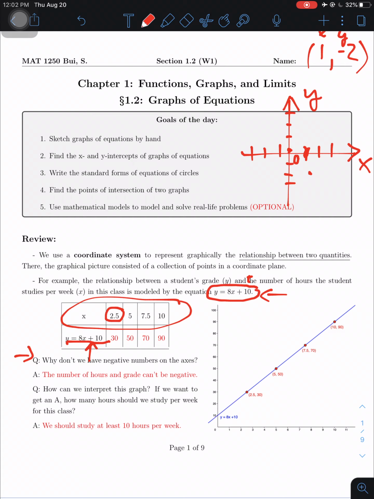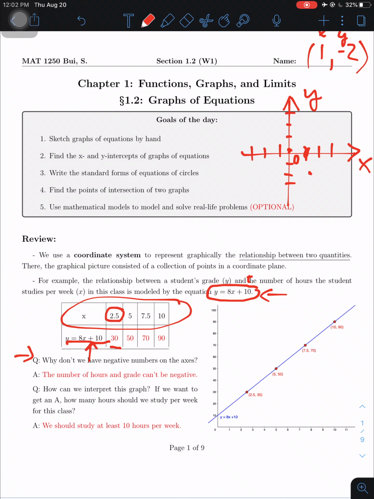Parentheses or no parentheses, it really doesn't matter for this situation, but in the future, for some problems, the operation really matters, so you might want to watch out for the parentheses, okay? And if you do it correctly on the calculator, you should get 30 for y when x is 2.5.